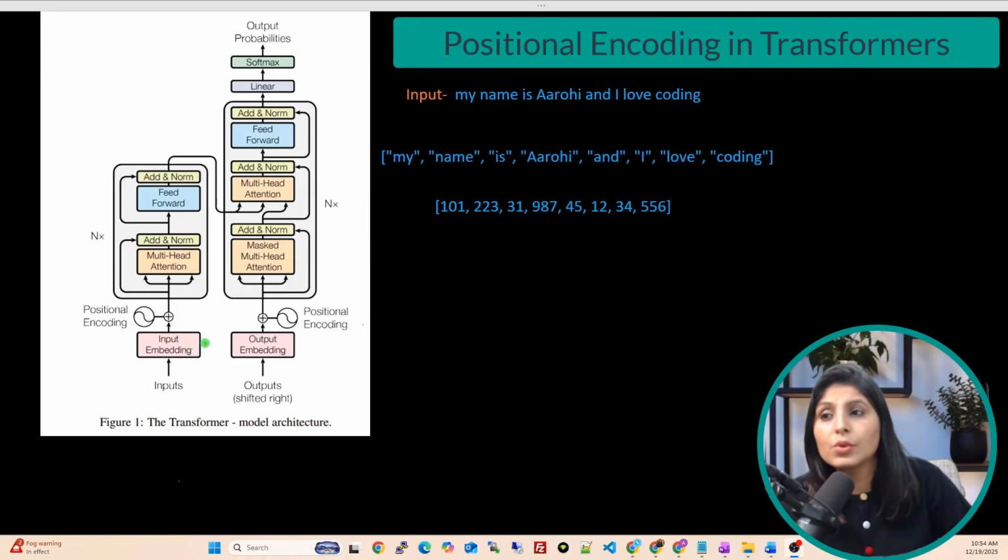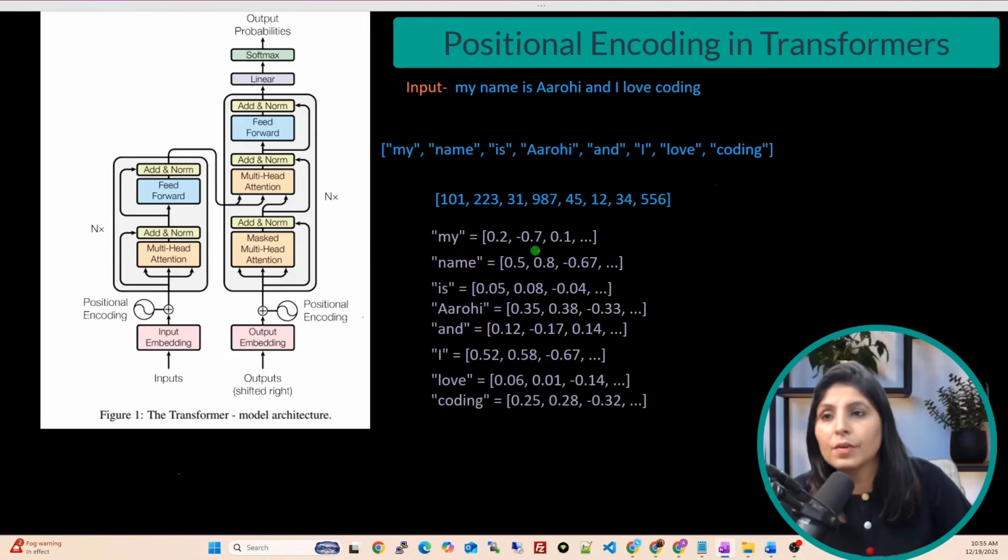And then we used this input embedding layer. This became the input to the input embedding, and the input embedding layer created embeddings for all the tokens. These are the different tokens we have in the input, and for all of them we got embedding vectors. See, for "my" we have this embedding vector, for "name" the embedding vector is this. This is the token embedding vector. For each token, we have one embedding vector.